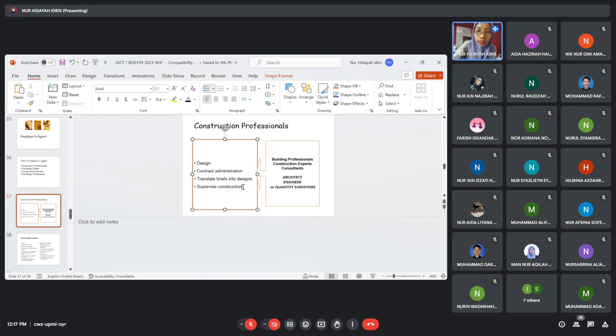So kalau professional engineer ni hardly lah you nampak dekat site. Dia hanya datang setiap sebulan sekali, time meeting tu sahaja. So macam mana dia dapat all those information? Daripada RA ataupun RE dia. So architect akan dapat information daripada RA dia, resident architect. And then engineer akan dapat information daripada RE dia, resident engineer.